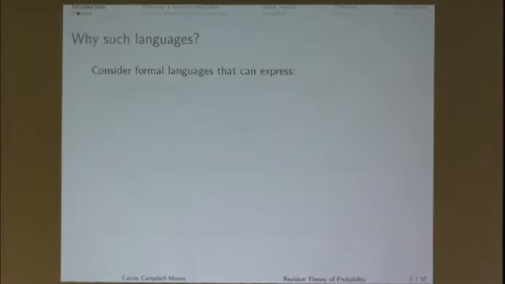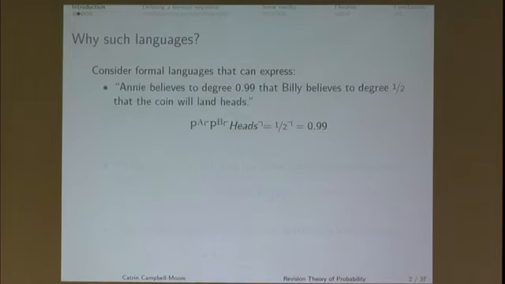So, first of all, I'll skim through this quite briefly. This is more the philosophical introduction, motivating these languages. In particular, these languages are interesting to the philosopher who's interested in describing probability, because there's certain things we really want to have in a framework that we can express.